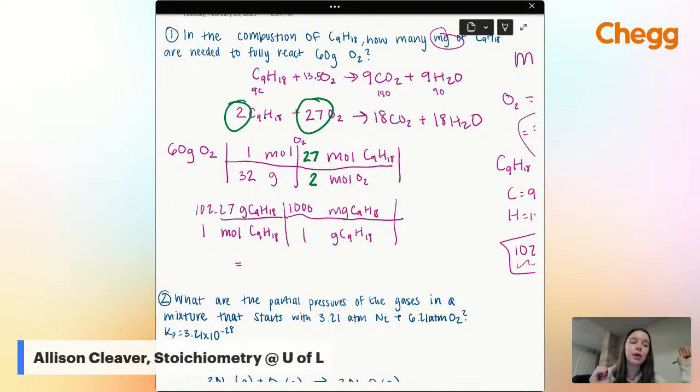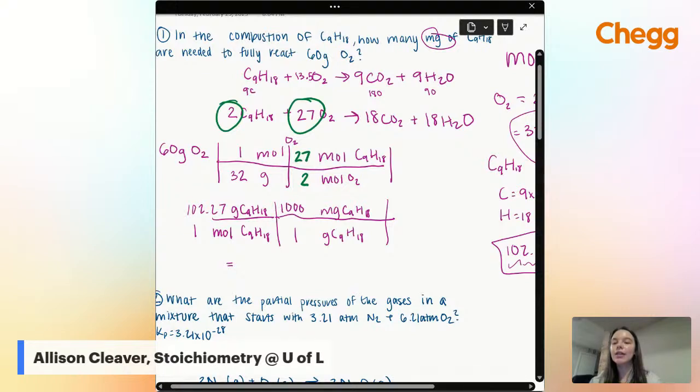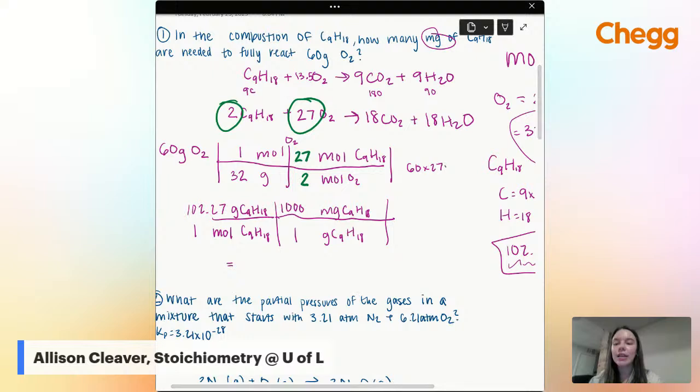And now the reason I set this up the way that I do is because now you can just go through and multiply the top and divide the bottom. So when I put it in my calculator, it's going to look like 60 times 27 times 102.27 times 1,000, over 32 times 2. And it just makes it really easy to do my calculations. So I'm going to give y'all about a minute to put that in your calculators.